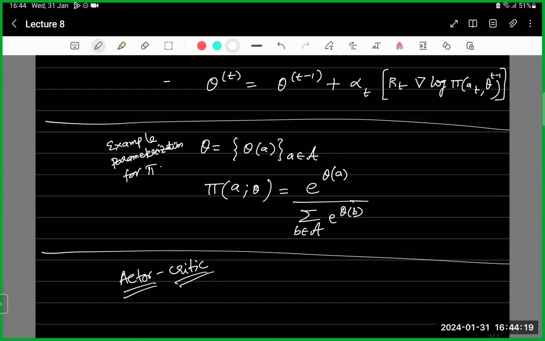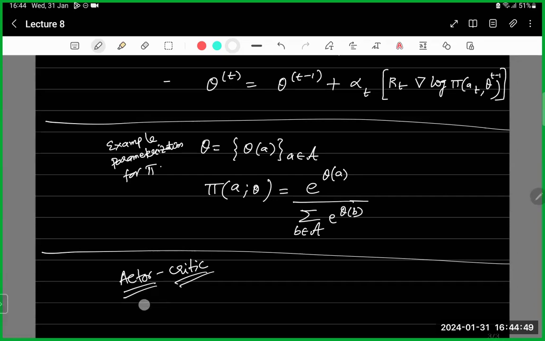So mu bar of A_t, you can think of as a critic, which is telling you some estimate of your true mean, how good an action is, and the actor is what is a good action to take. That is what the actor is telling. So if you use mu bar of A_t instead of R_t, then that algorithm is referred to as the actor-critic algorithm because you are using both an actor and a critic. The critic is estimating mu bar of A_t, and the actor is estimating the best theta to use.